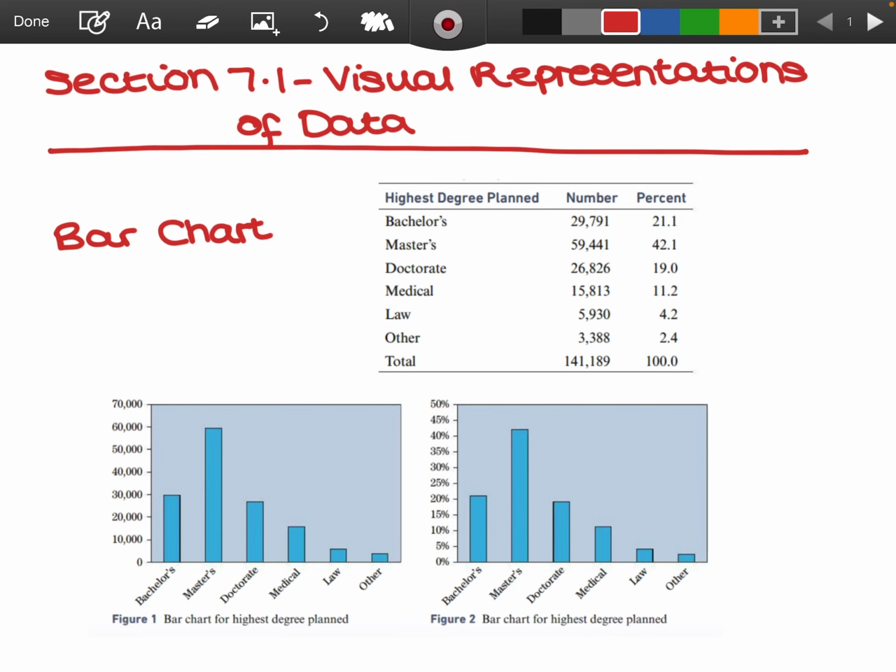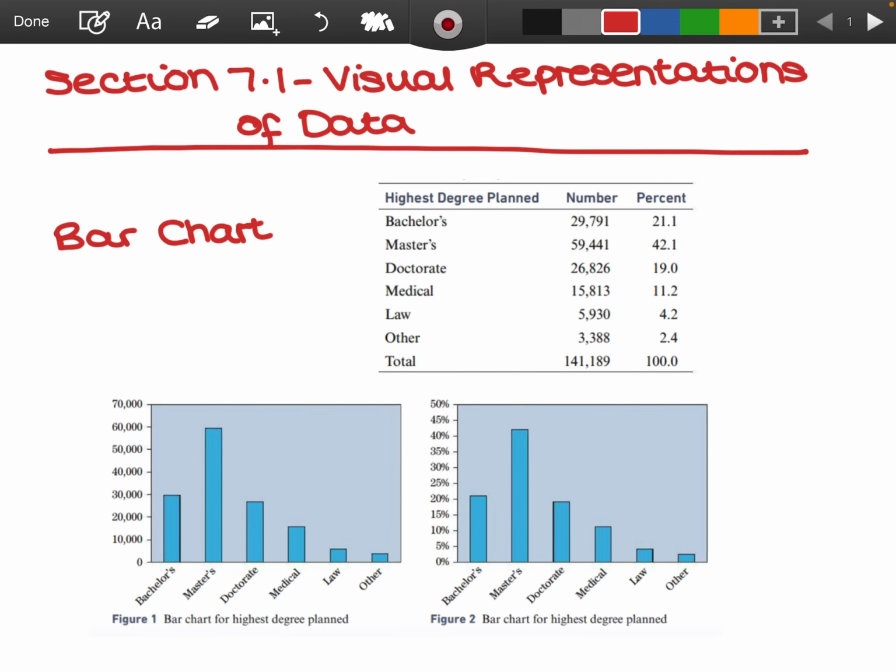So 21.1% of the 141,189 people plan on taking a bachelor's degree as their highest degree. 42.1% plan on taking a master's as the highest degree. So it's 42.1% of the 141,189. Okay, so it's given each of these numbers as a percentage of the whole.